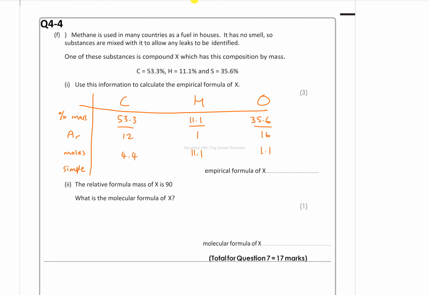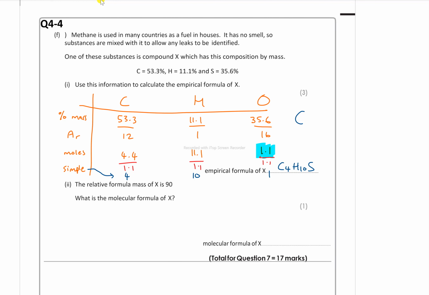Now look, 1.1 is the smallest one, so I'm going to divide everything by 1.1, divide by 1.1, divide by 1.1, and I get 4, 10, 1 in that sort of ratio, roughly. So you can round them off to that. So my formula will be C4H10S. I don't need to write the 1.